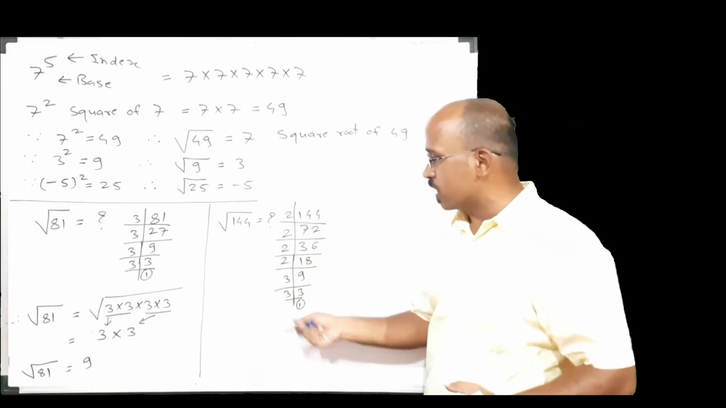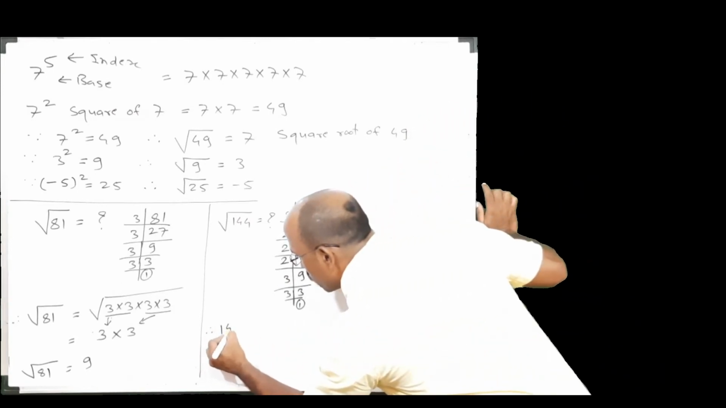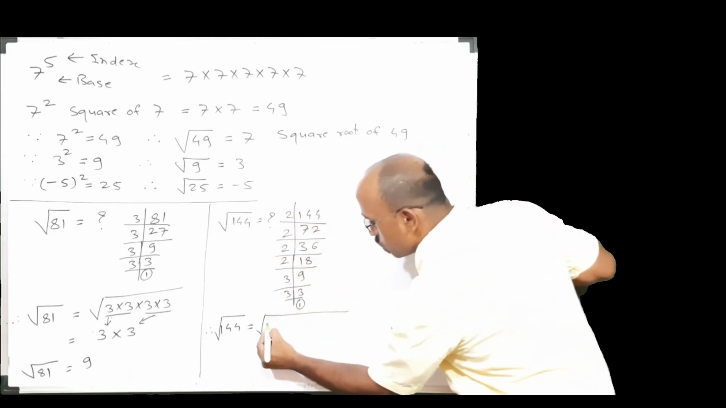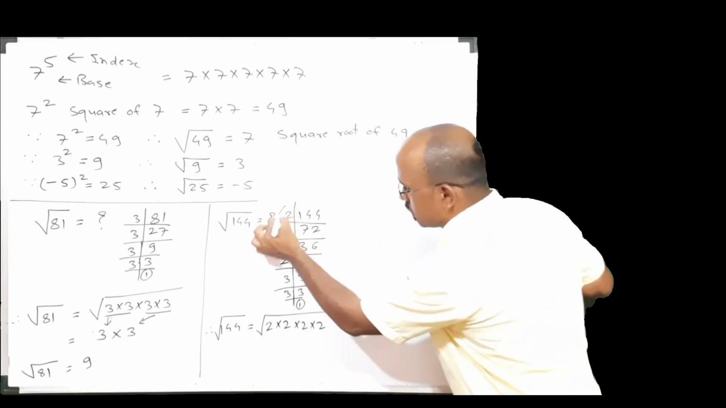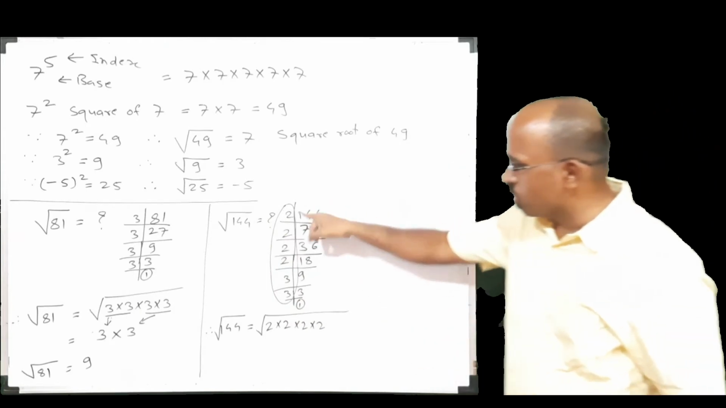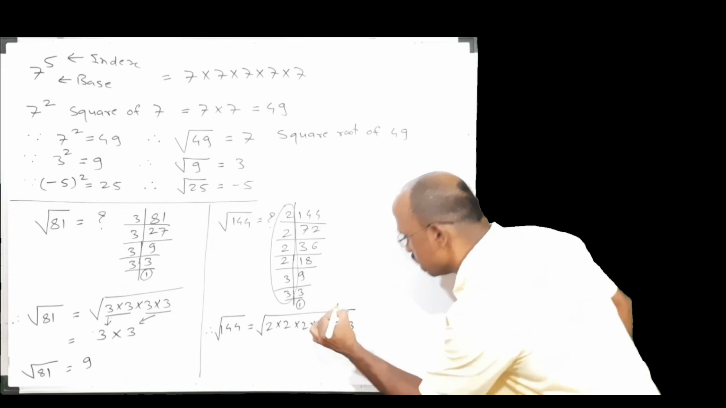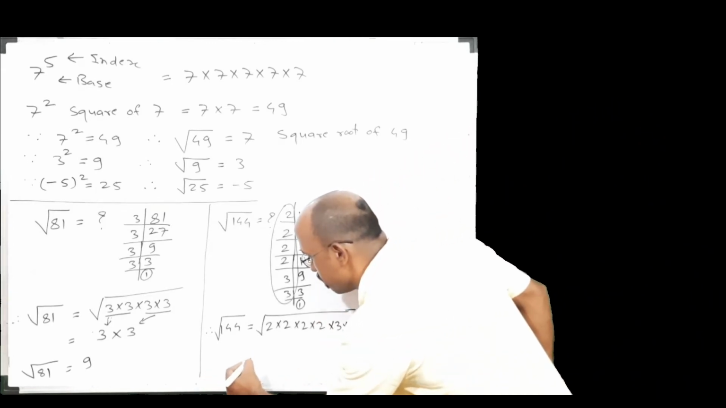Second step, write the factors in radicand sign. So square root of 144 is equal to, inside the square root sign, these factors: 2 into 2 into 2 into 2. These are the factors which are there in the first column. 4 2s into 3 into 3. Done. Then what is our next step?